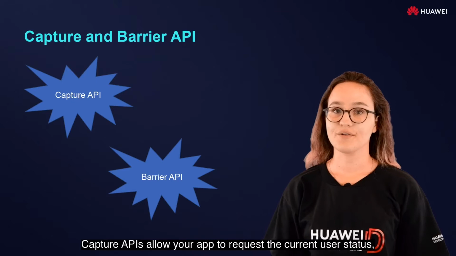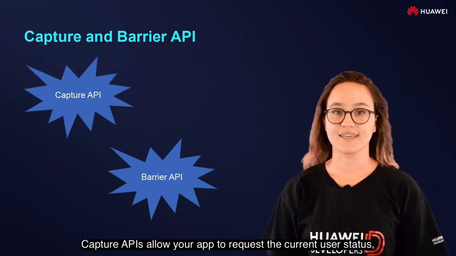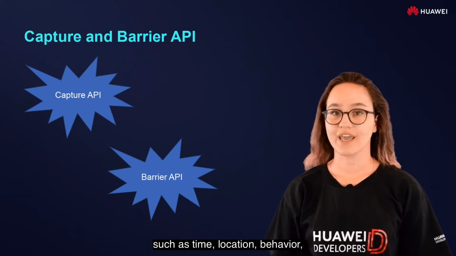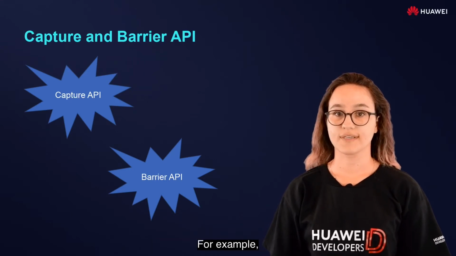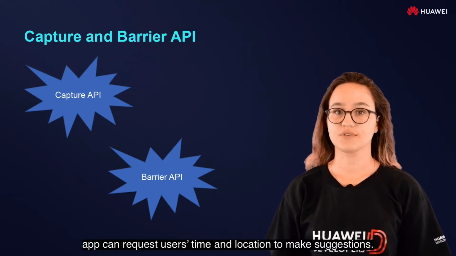Capture APIs allow your app to request the current user status, such as time, location, behavior, and whether a headset is connected. For example, an app can request users' time and location to make suggestions.